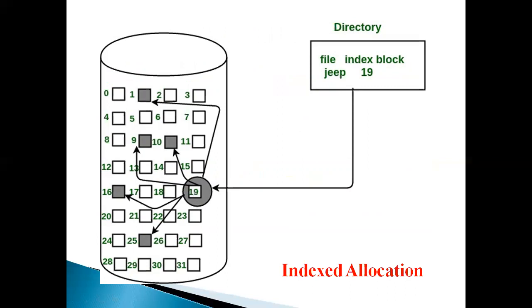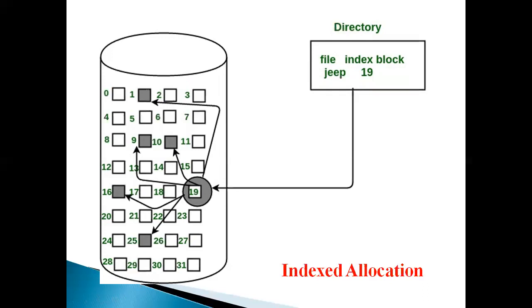For example, it points to block number 25, and that will be kept in block 19. Then it points to 16, 9, 10, 1. These are the blocks it points to, and that will be stored in one block called the index block. So in block 19 it consists of all the pointers. It will be stored there, so it is called the index block.